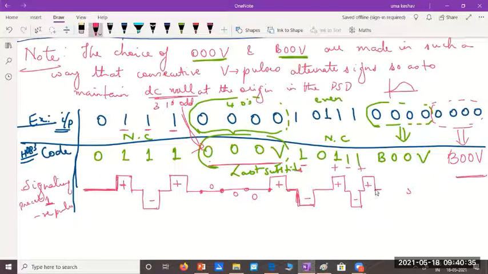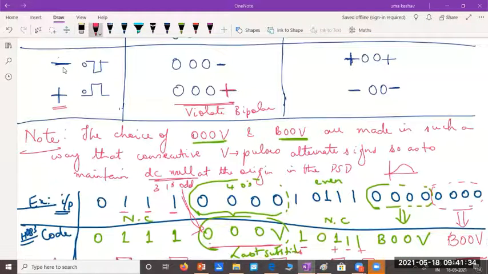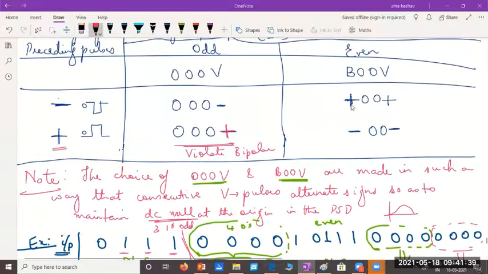I should try to observe this table. So what happens when I'm replacing it with B0, 0V? If the preceding pulse was negative, I'll replace this B0, 0V with plus 0, 0 plus. Okay. And here also see there is a violation of the rule because two successive pulses have been represented with the same value. Similarly, if the preceding pulse was positive, you represent it as minus 0, 0, minus.